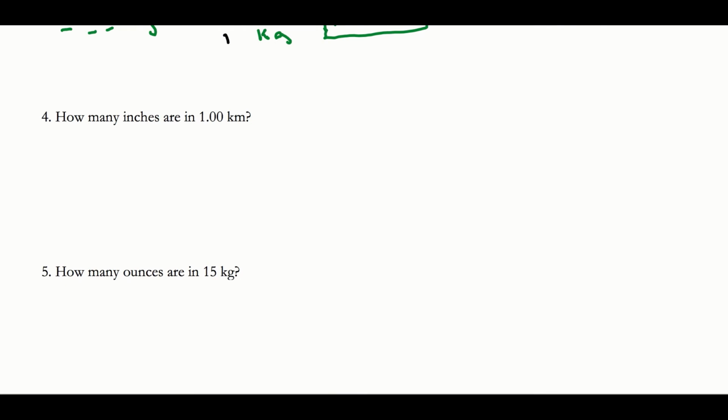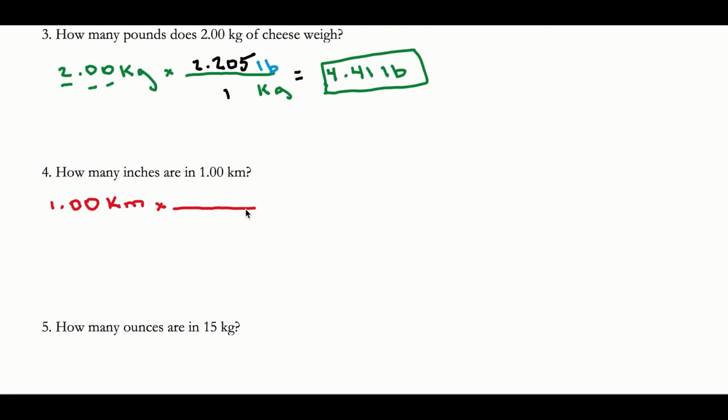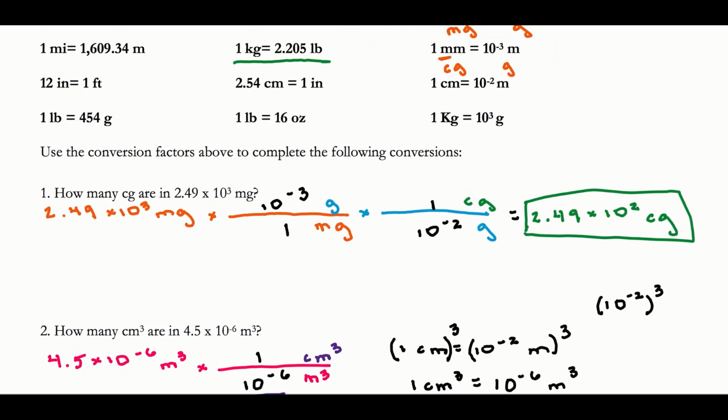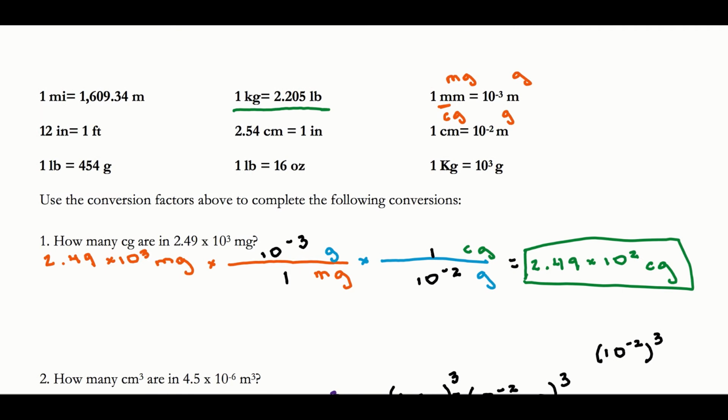How many inches are in 1.00 kilometers? So I have 1.00 kilometers, that's my given, and I need to figure out how I'm going to get into inches. I don't think I have a direct relationship like I did in the previous problem, so let's look. I know the relationship between kilometers and meters, because this is the same thing as saying 1 kilometer equals 10 to the third meters.